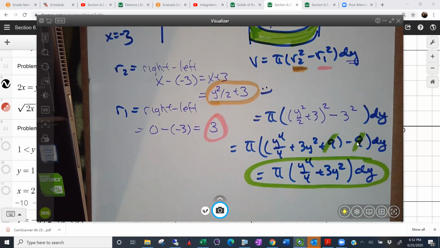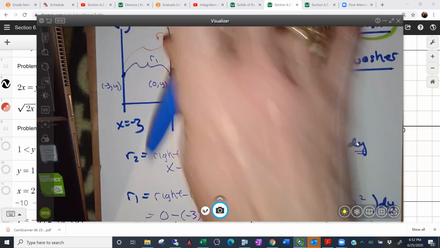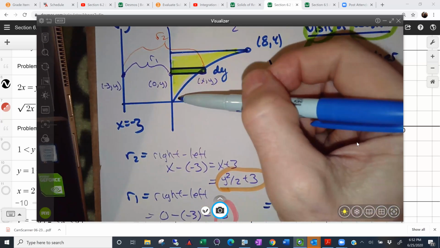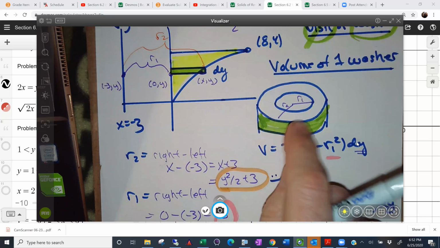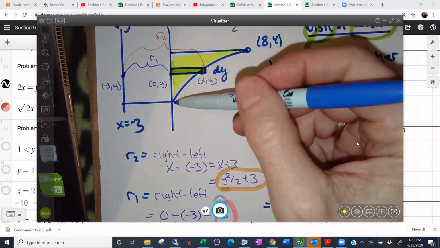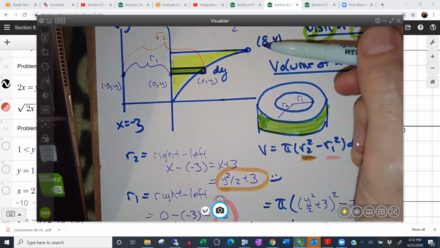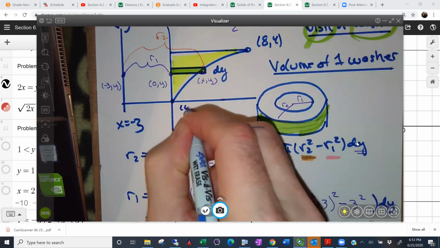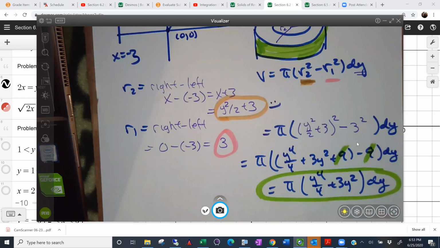All right. Let's finish it up. To finish it up, I need to add up all such possible disks, or washers, I should say. And that would start at 0 and go up to 4. So I'll take the pi out in front, the integral from 0 to 4 of y to the 4th over 4 plus 3y squared dy.